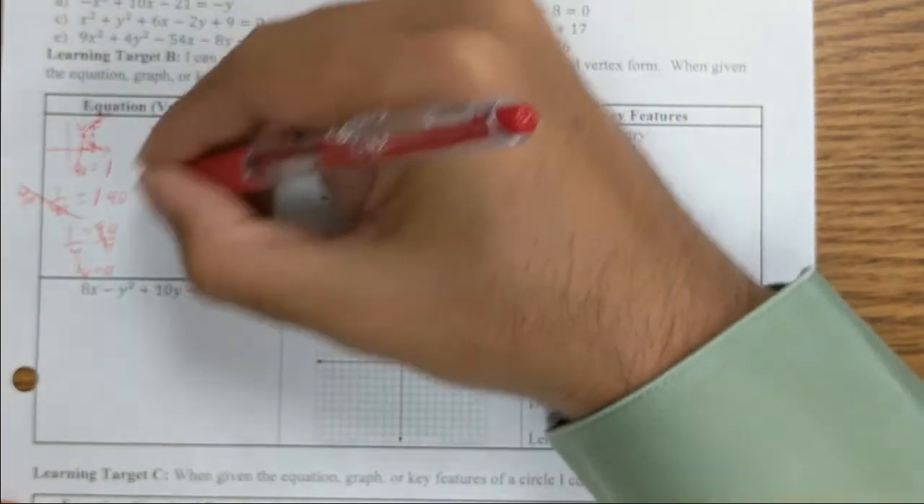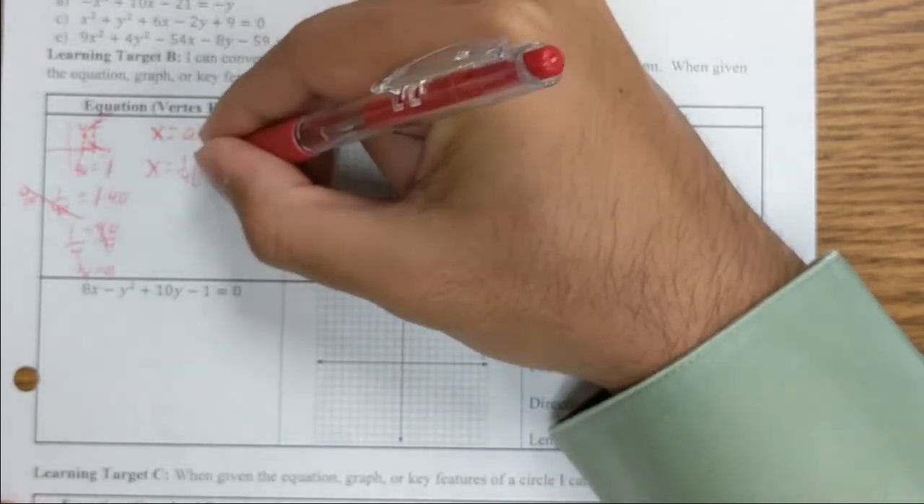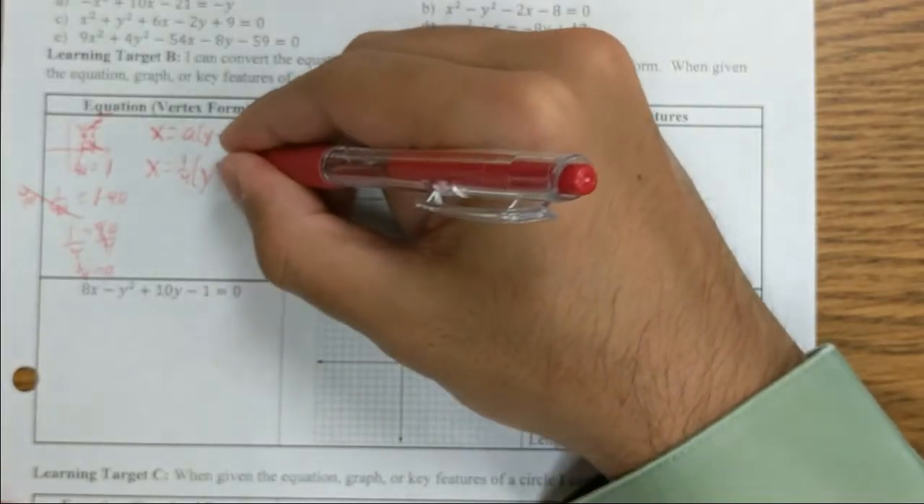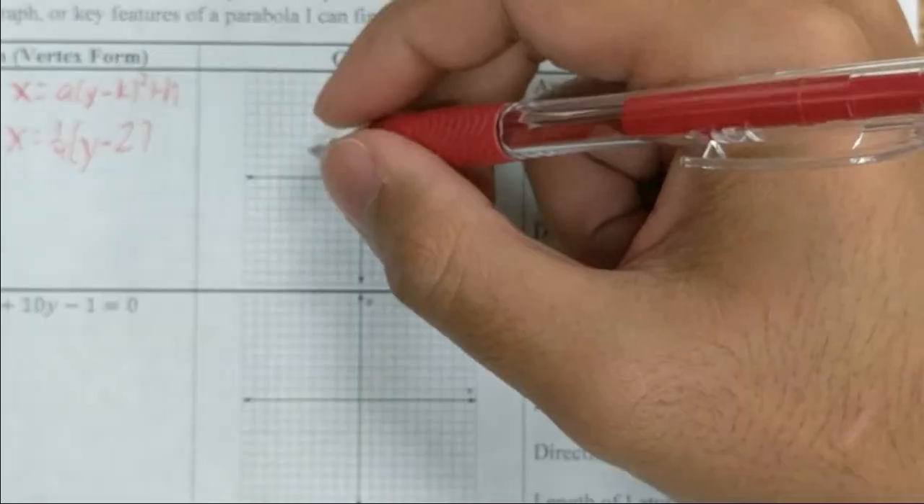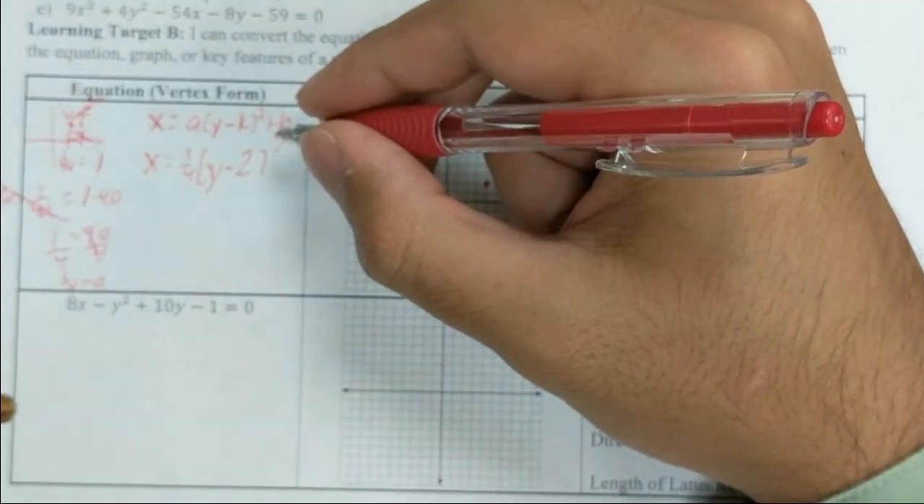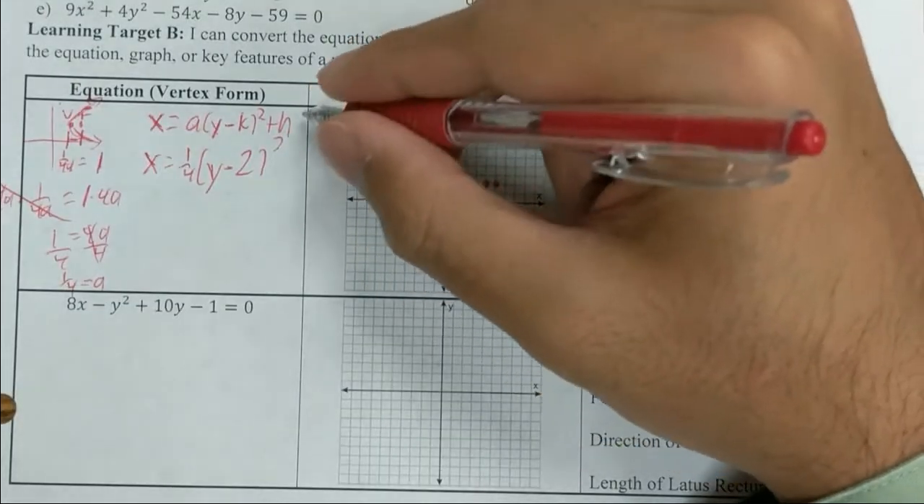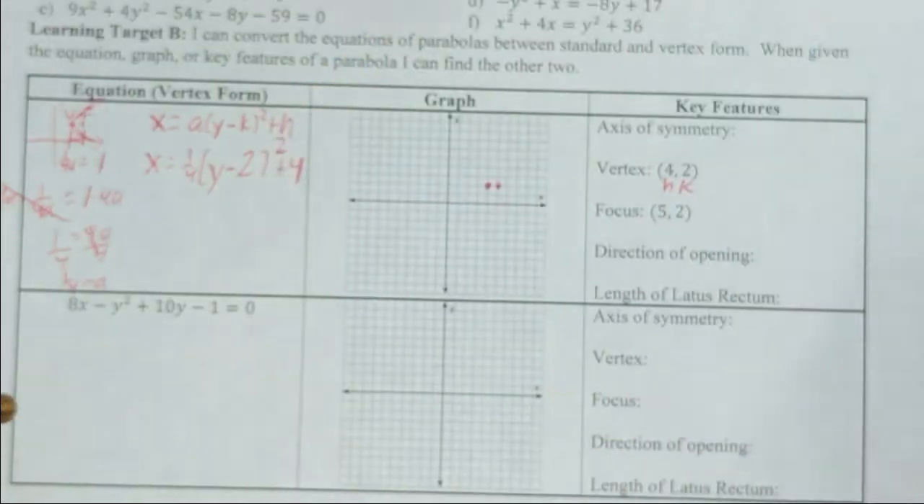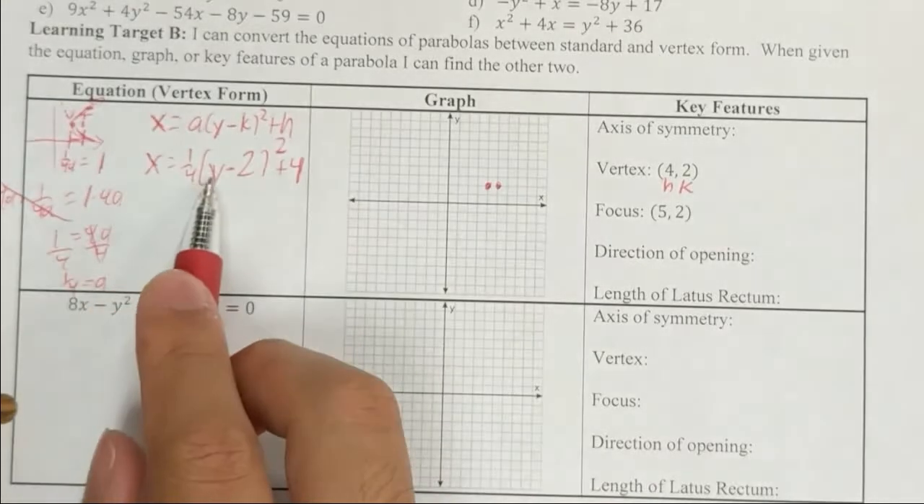So x equals a, which is positive 1/4, times (y minus k, which is 2), squared, plus h, which is 4. Okay, so there's our equation.